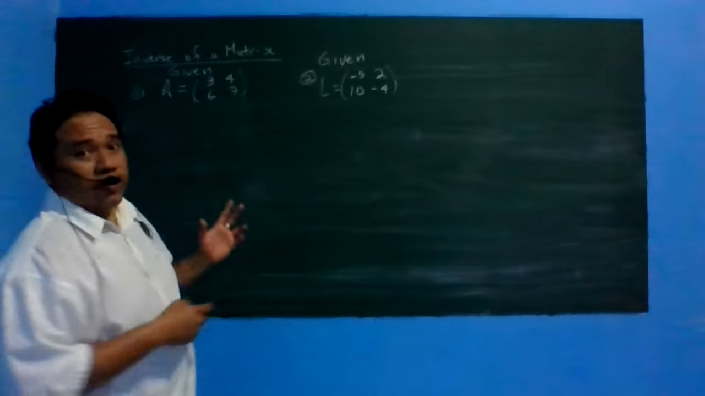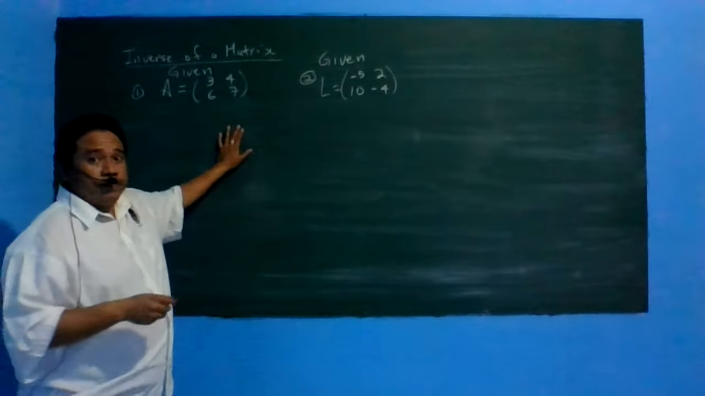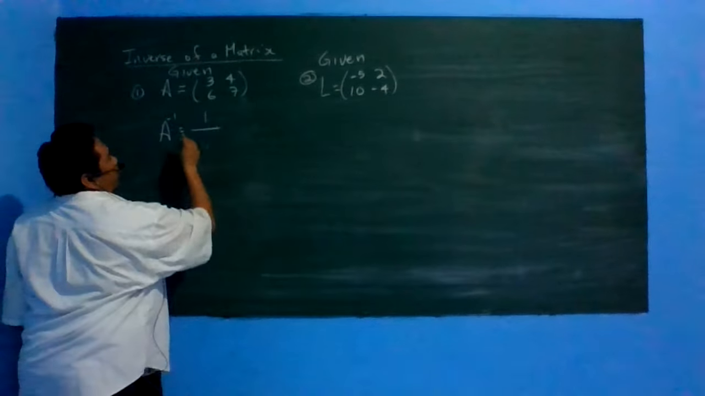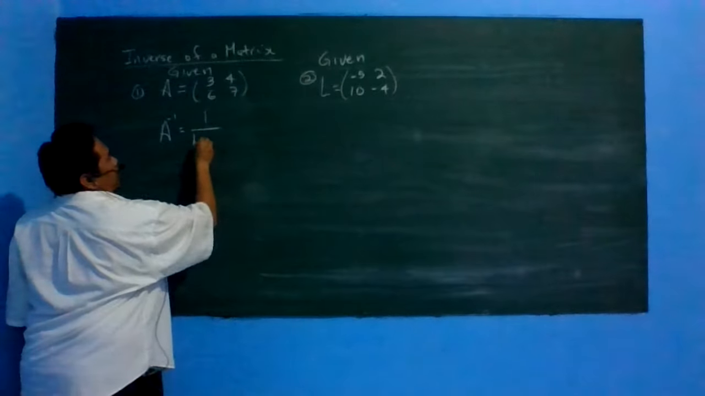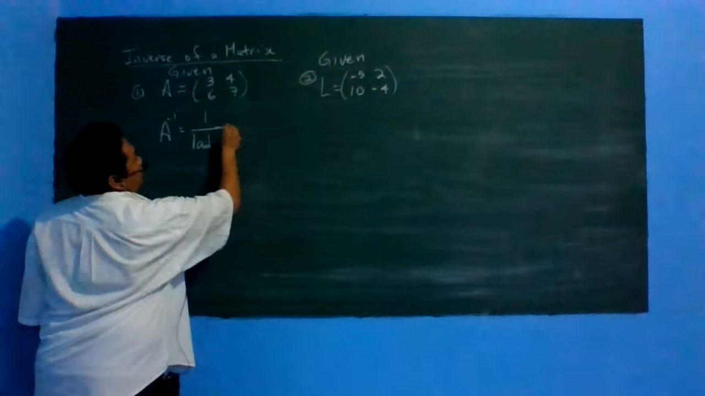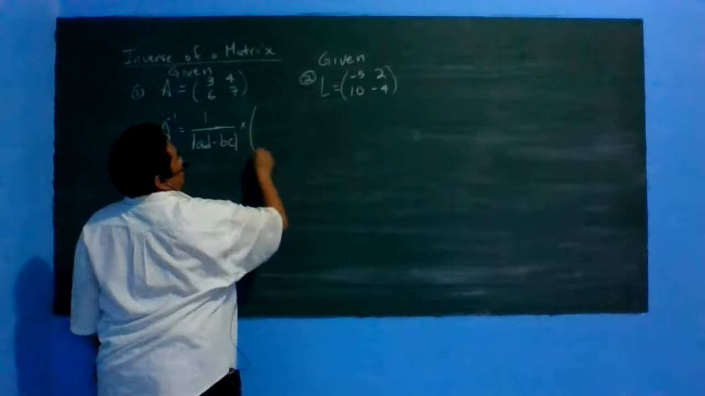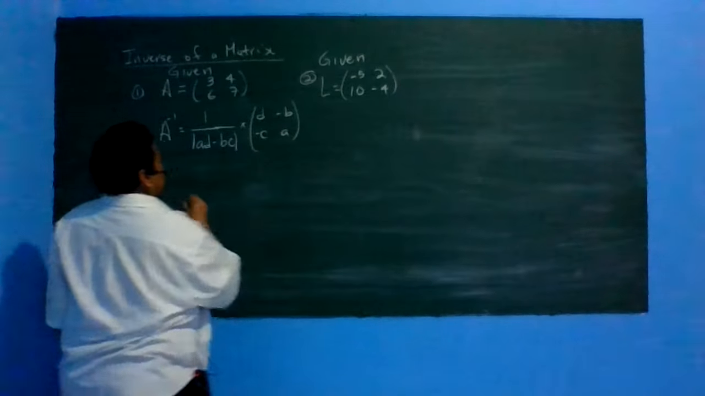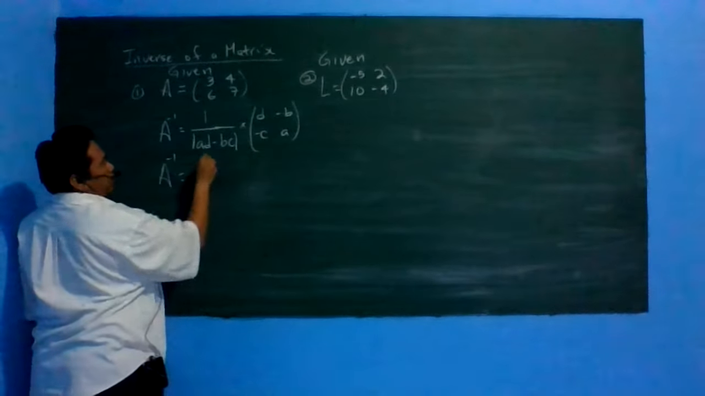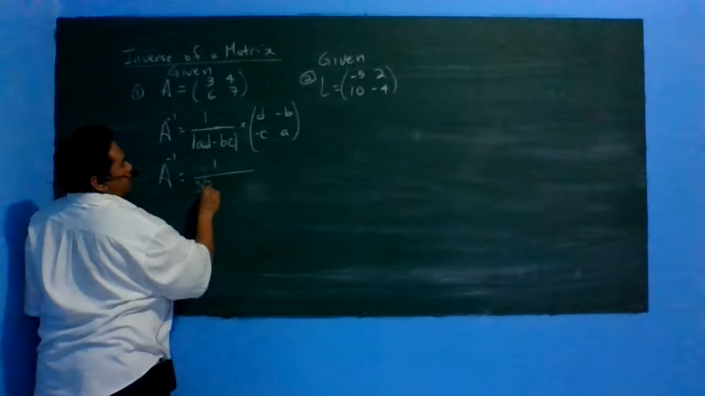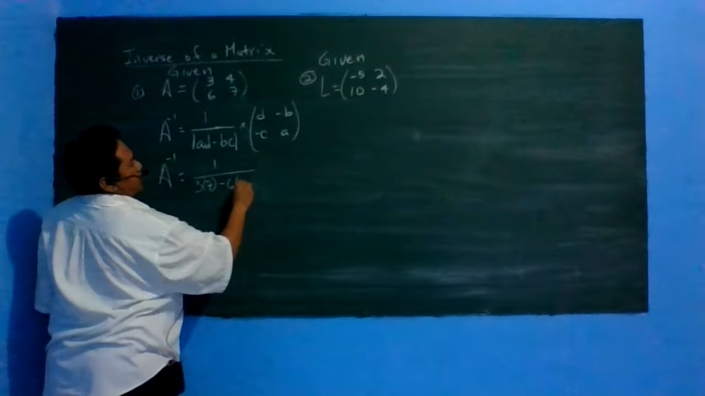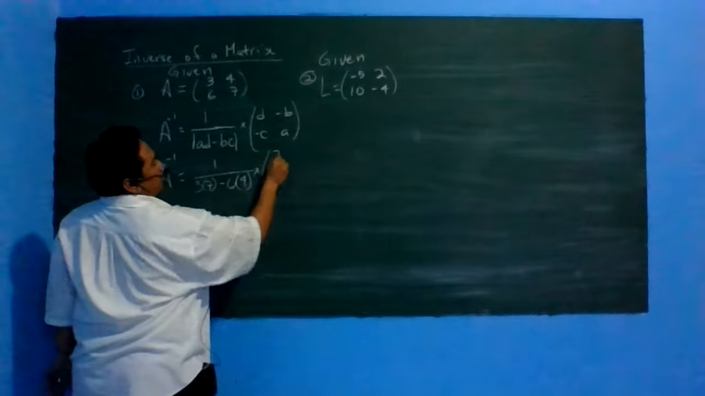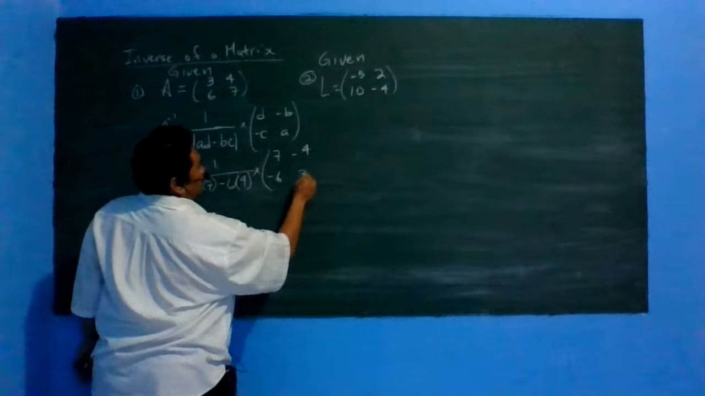It says, given that A is [3, 4; 6, 7], the inverse, which is A to the negative 1, is equal to 1 over the determinant, which is represented by AD minus BC, times the adjoint, which is represented by D, negative B, negative C, A. So the inverse of A is going to be 1 over 3 times 7 minus 6 times 4, times, open bracket, 7, negative 4, negative 6, 3.